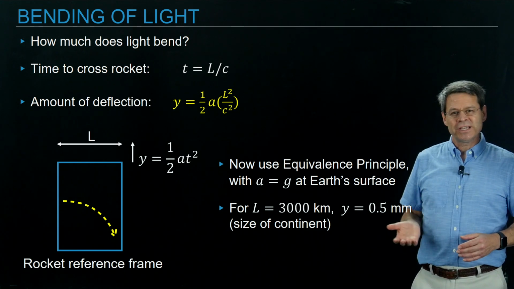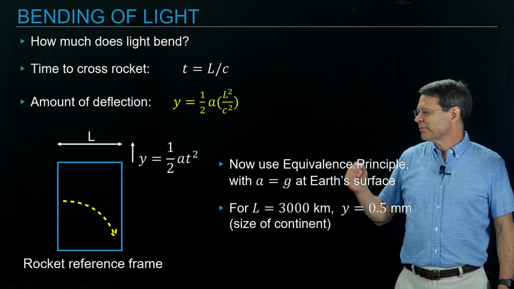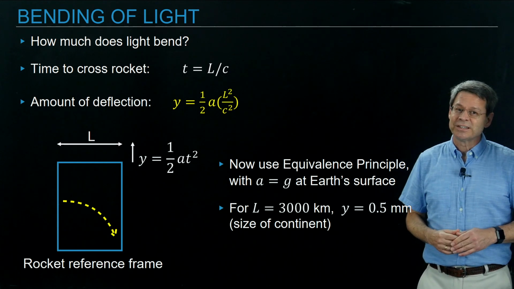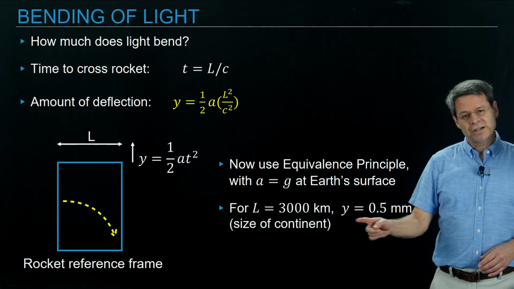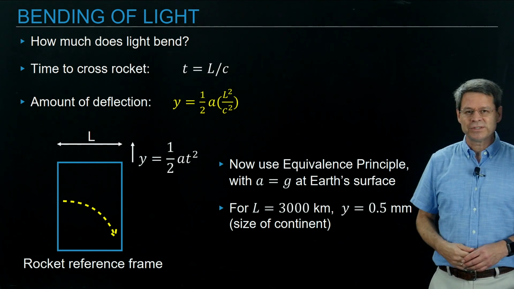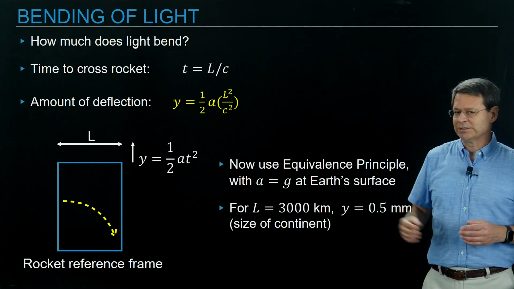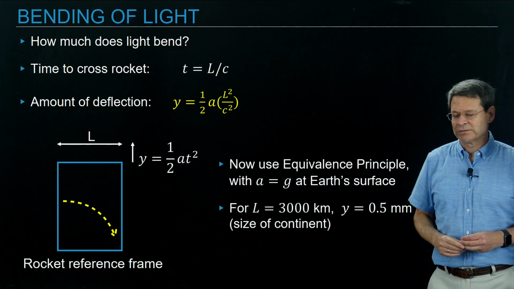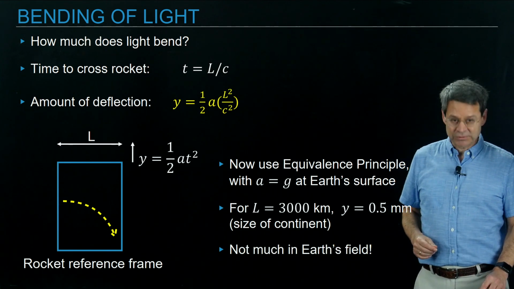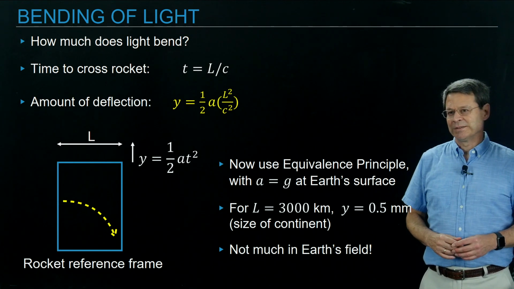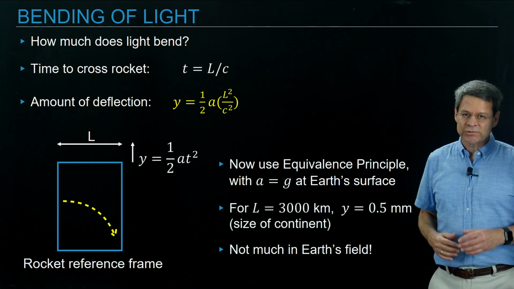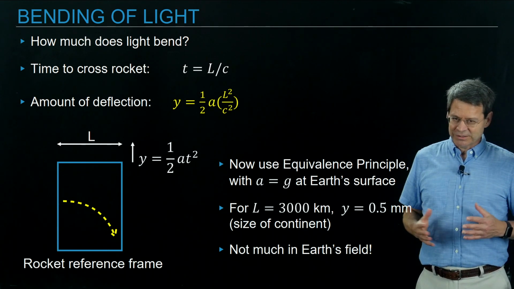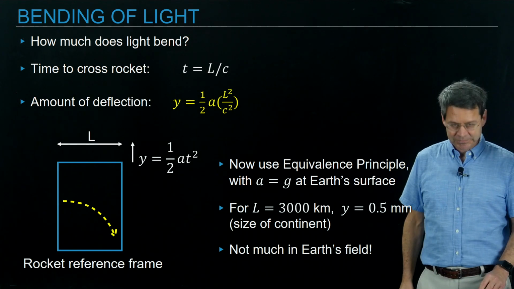And if we put that in for length, the time to cross is L over c, 3,000 kilometers over the speed of light, which is 3 times 10 to the 8th meters per second. That's a short time. It turns out the distance light falls is only 0.5 millimeter, even over the length of a continent. So it is very tiny for g of 9.8 meters per second squared. It's not much in Earth's field. But nevertheless, you can see and measure such effects if we start to consider larger astrophysical objects.